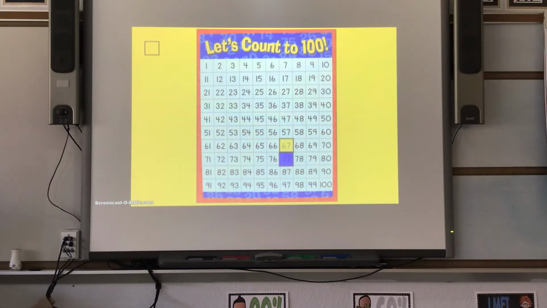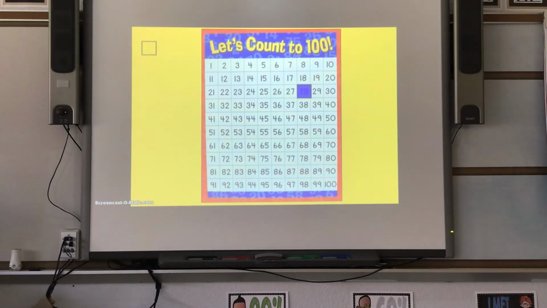Let's see if we can use the 100 chart to tell us what 10 more than 77 would be. Go ahead, take a guess. You should have said that 87 would be 10 more than 77. So if I'm looking at the number 77 on my 100 chart, 67 would be 10 less, and 87 would be 10 more. Let's try it with the number 28. What would be 10 less than 28? Figure it out.